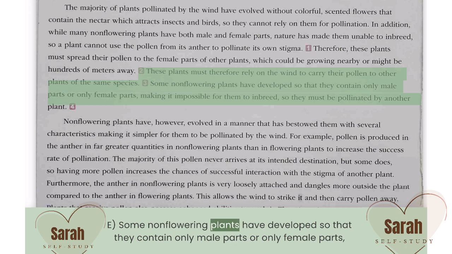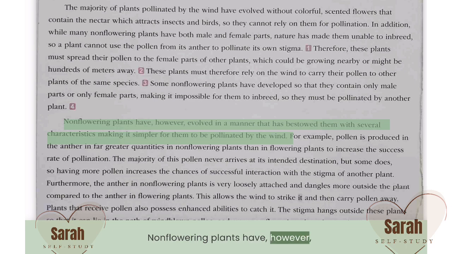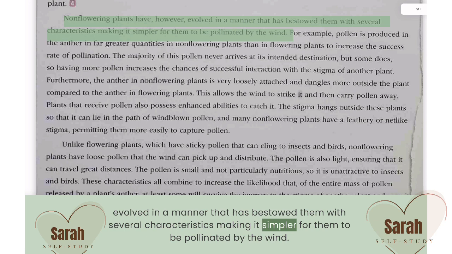Some non-flowering plants have developed so that they contain only male parts or only female parts, making it impossible for them to inbreed, so they must be pollinated by another. Non-flowering plants have, however, evolved in a manner that has bestowed them with several characteristics, making it simpler for them to be pollinated by the wind.